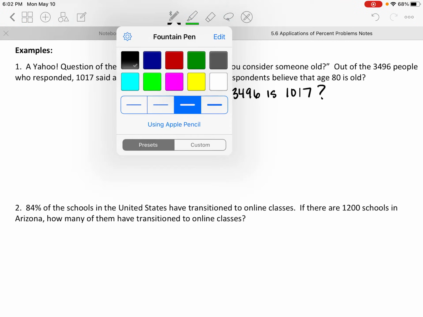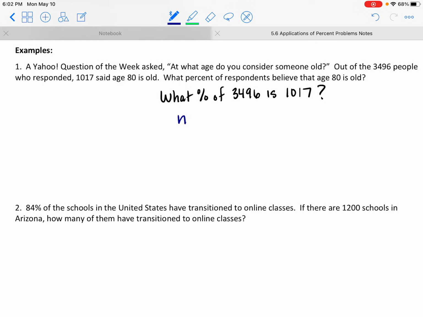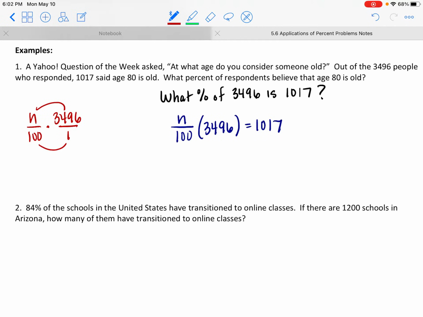So if we translate this now into an equation, what is n? Percent means out of 100. Of means multiply. 3,496 is 1,017. And so, remember what we said last time, right? When I'm multiplying n over 100 by this 3,496, it's really over 1. So it's 3,496 over 100 on this side of the equation. So 3,496 n out of 100, oops, this was an n here, out of 100 is equal to 1,017.